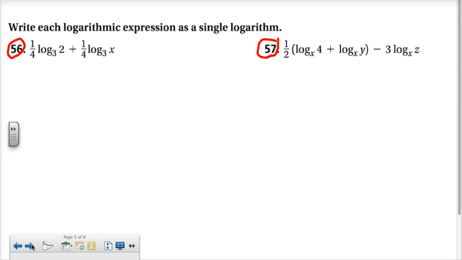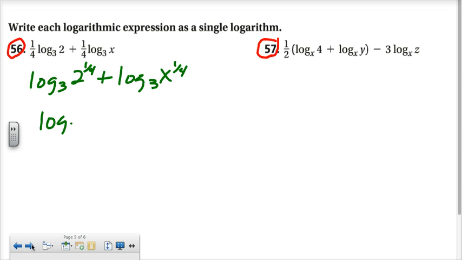56, write each logarithmic expression as a single logarithm. So we're condensing here. And we see these 1/4s. And hopefully you're saying to yourself, hey, that's in both of them. So, kind of silly that they did it for both, but we'll go ahead and put them back up as powers. The logarithm base 3 of 2 to the 1/4 plus the logarithm base 3 of x to the 1/4. And then we see that we have addition, and addition is multiplication, so it's logarithm base 3 of 2 to the 1/4 and x to the 1/4.